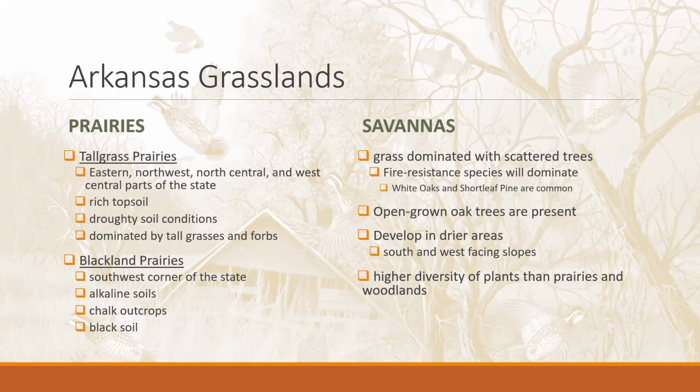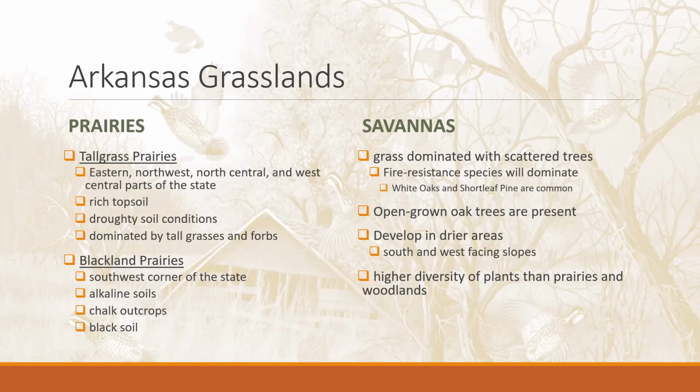So next, let's look at our blackland prairies. These prairie remnants are isolated to the southwest corner of the state. They are characterized by their black alkaline soils and the chalk outcroppings often associated with them. Blackland prairies host a large diversity of plants and animals that are specifically adapted to these blackland sites.